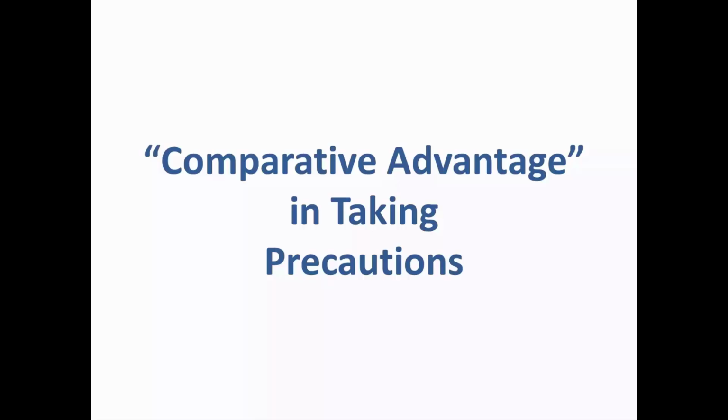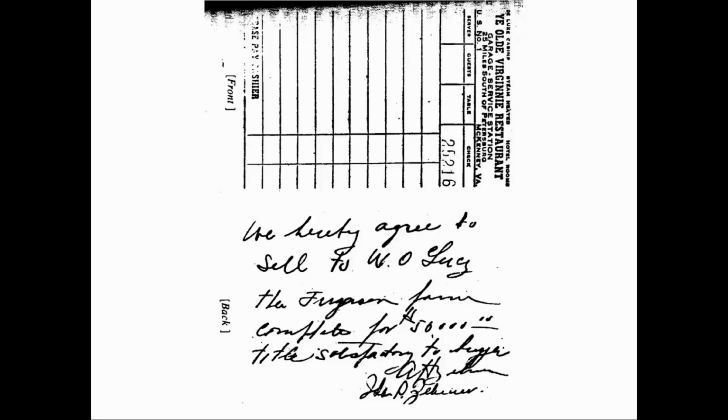Note that if you've studied international trade theory, you'll recognize this situation as one of absolute advantage rather than comparative advantage. But as you can see, contract theorists use the term comparative advantage differently. Now let's see how this same reasoning applies to Lucy against Zemmer.